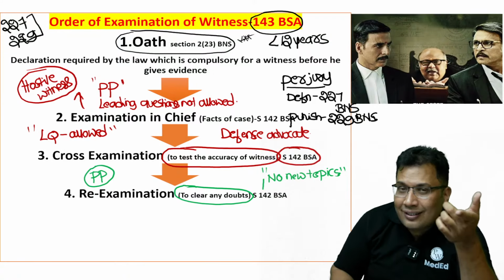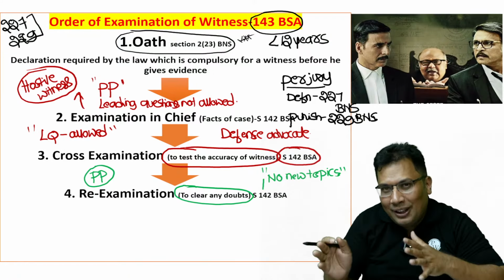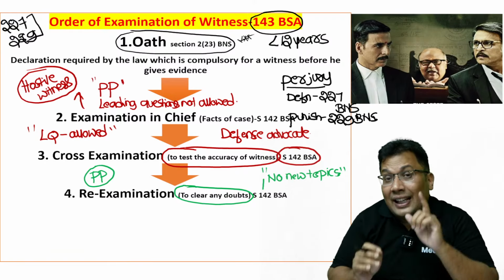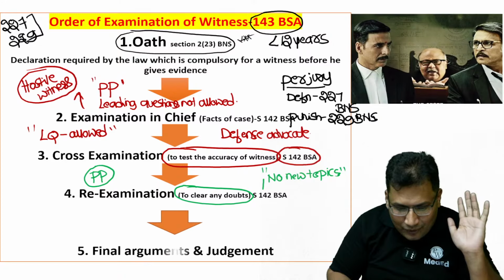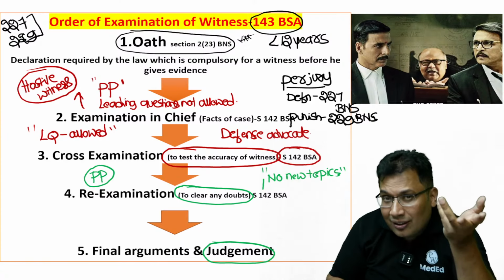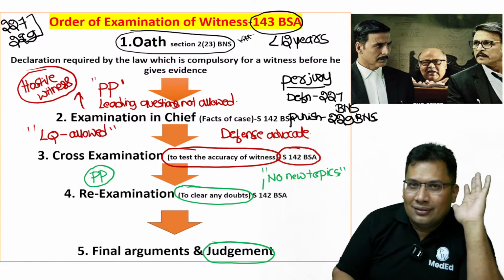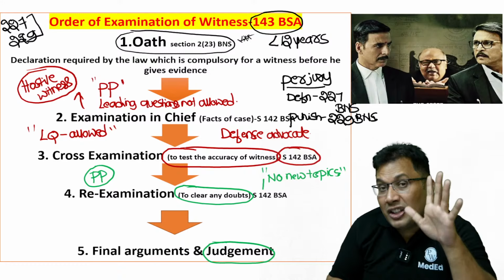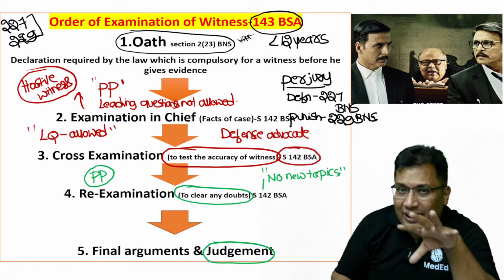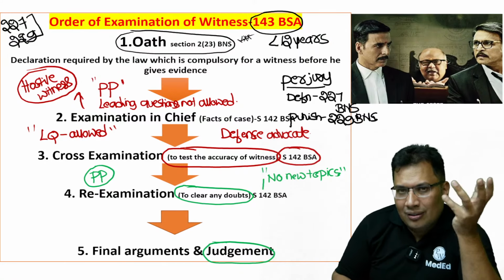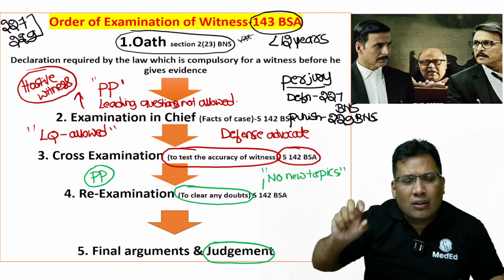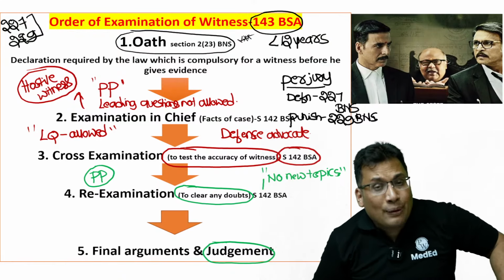Then there will be arguments between party A and party B, public prosecutor and defense. Then there will be judgment. Judgment can be innocent or guilty. For example, 64 BNS, punishment for rape; dowry death, 80 BNS. It depends on the witness and the statement. This is how the order of examination of witness takes place in court.